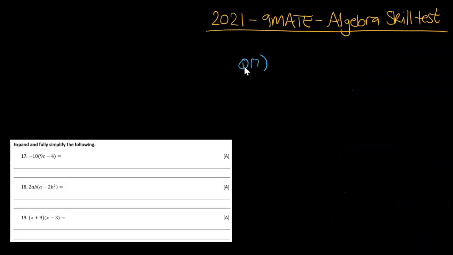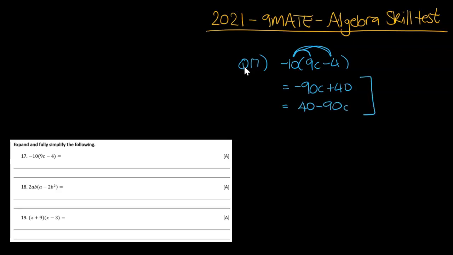Question number 17, I've got it over there, but the question was negative 10, and then the brackets 9c minus 4. When I expand that, I like to use my rainbow method, so I'm doing that one times that one, and that's going to be negative 90c, and then I'm going to do this times this, and that's going to get me to plus 40. Because I'm a bit OCD, I'm just going to put the negative thing at the end, so it'll be 40 minus 90c, but either of those two would have got you all those marks.